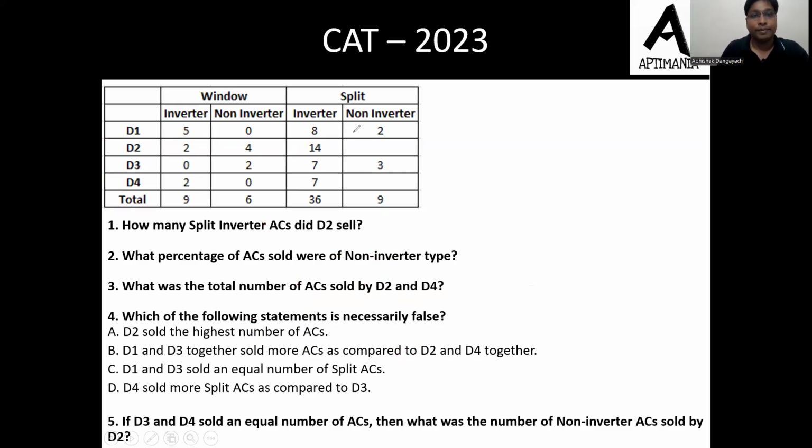So this is the table जो हमारी बन चुकी थी. How many split inverter ACs did D2 sell? Split inverter D2. Answer is 14.